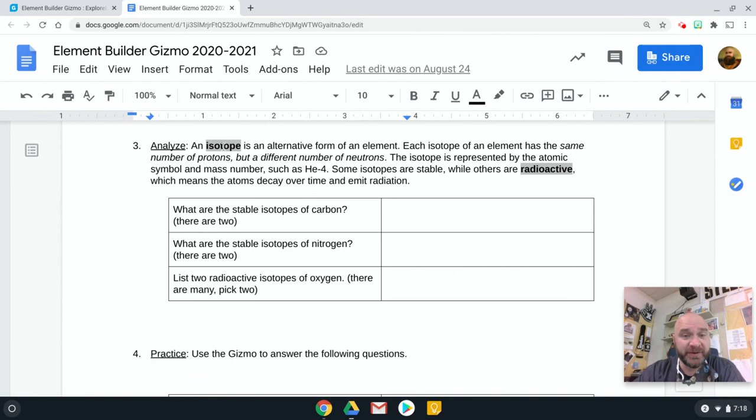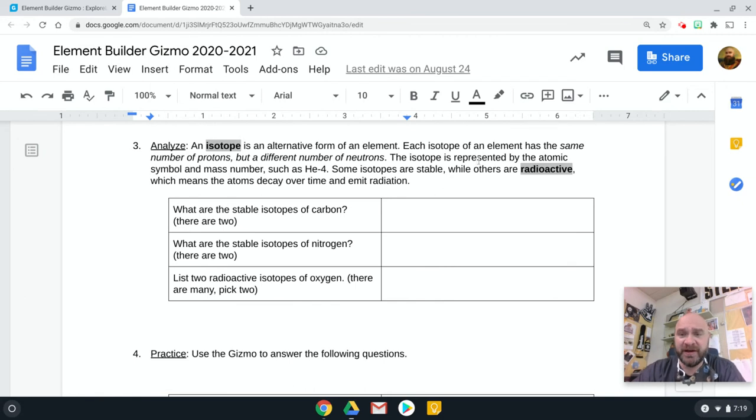All right. Here's a highlighted, bolded word. An isotope is an alternative form of an element. Each isotope of an element has the same number of protons. Otherwise, it would be a different element. So the element always has the same number of protons, but an element can have different amounts of neutrons. When you change the neutrons for the same element, you are getting what's called an isotope.